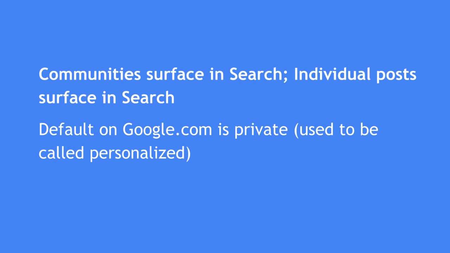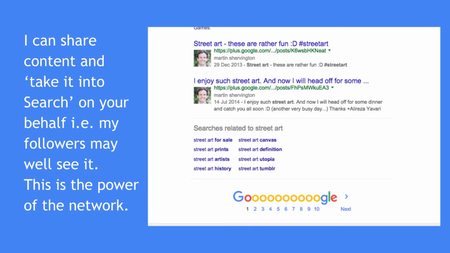This is when we take a little leap, though. Communities right now surface in search. What I mean by that is they actually surface for the keywords for which they've been optimized. I don't just mean that the individual posts surface in search. We know that's personalized search, and the default on Google.com is private, so you're getting a different experience to other people. You may well see your own posts, you may well see other people's posts. It's highly personalized. But let's have a look at it a little bit further. If I share somebody else's content, I can take it into search. If I share your content, I can take it into search on your behalf. So my followers may well see your content, even though they don't follow you. Hopefully you got that concept.